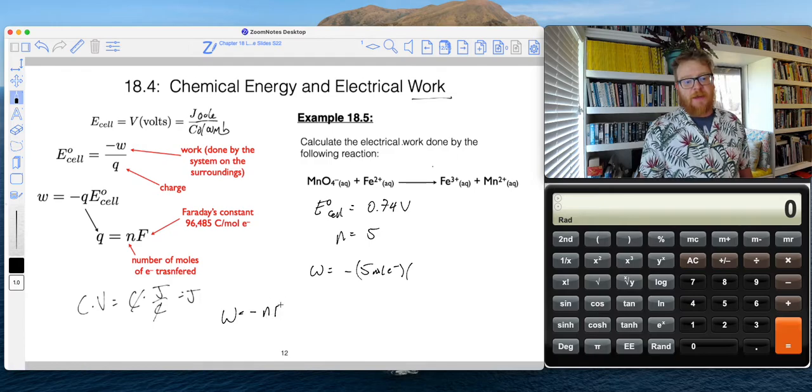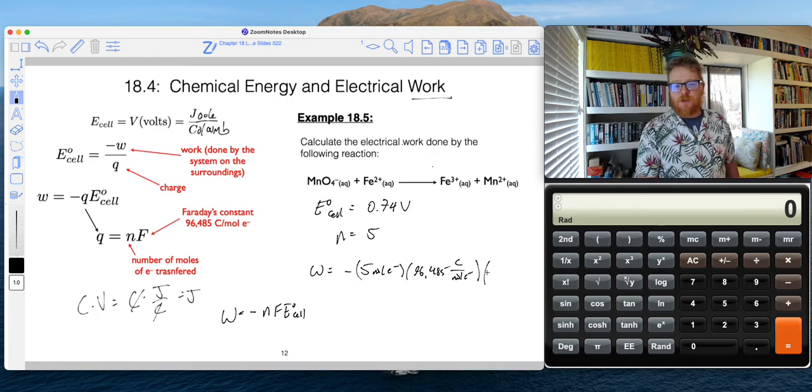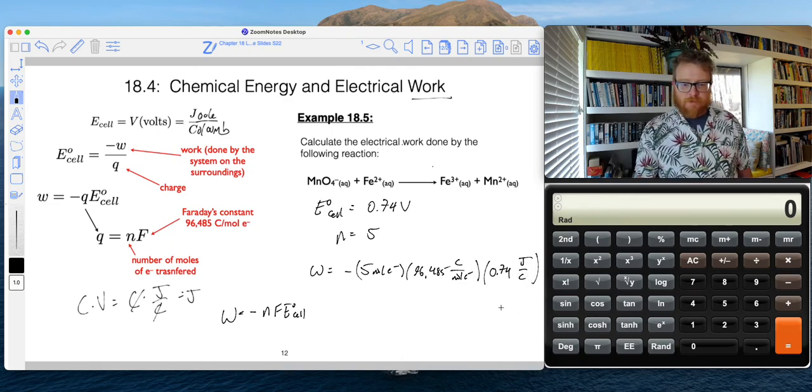So that's N times F times E cell, okay? So my Faraday's constant is 96,485 coulomb per mole of electron. And then my standard cell potential is 0.74 volts, which is the same as a joule per coulomb.